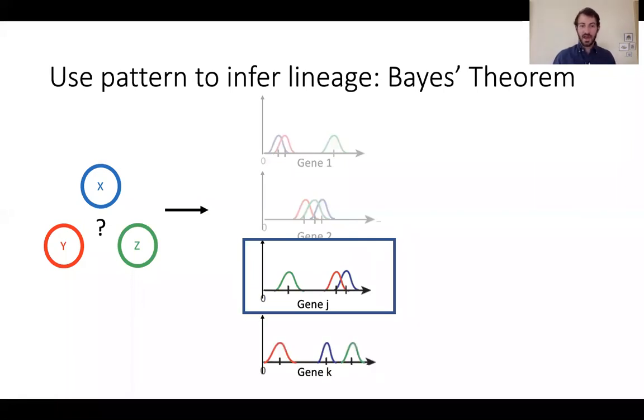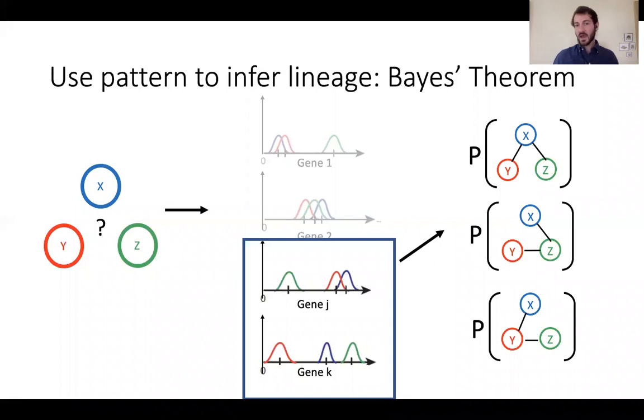Similarly, I can go to gene K, and I see downregulation in cell type Y and higher expression of this gene in cell type X and Z. So together, these two genes give me guesses, because I know that the minimum in these genes is unlikely to be the root of the topology.